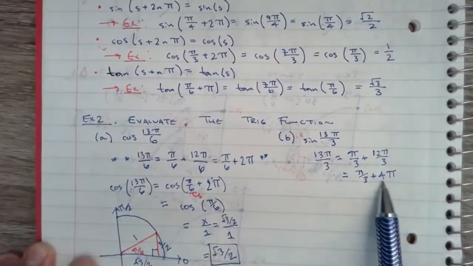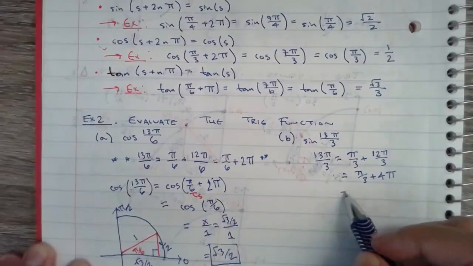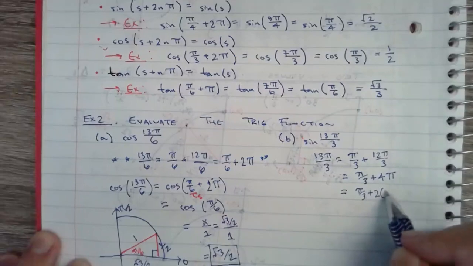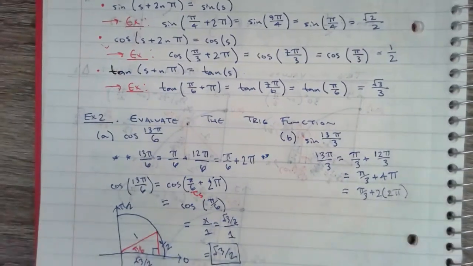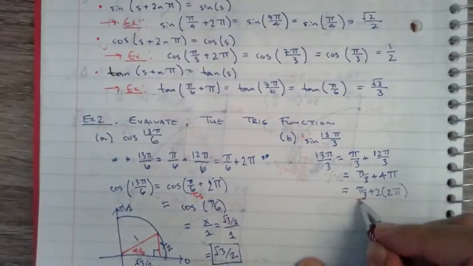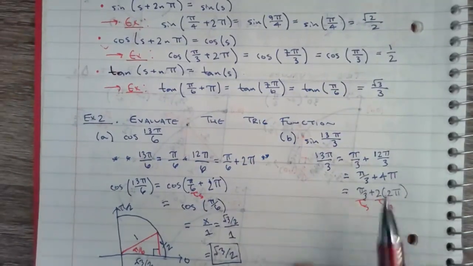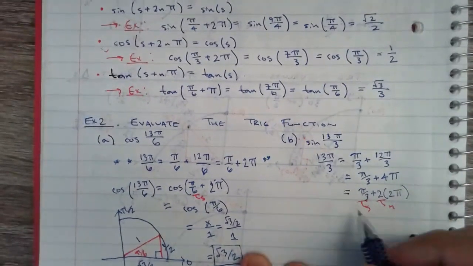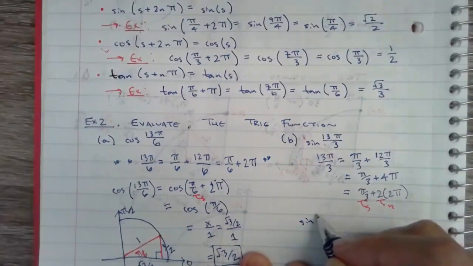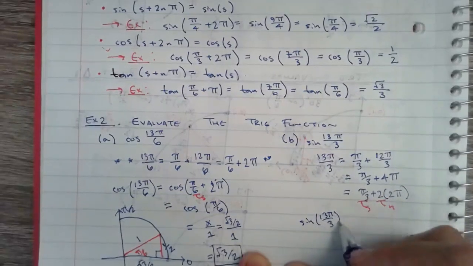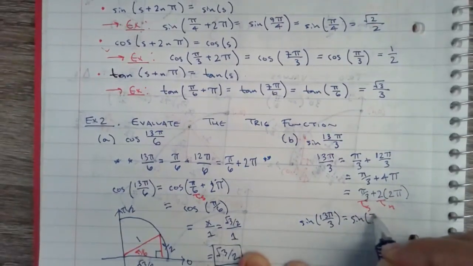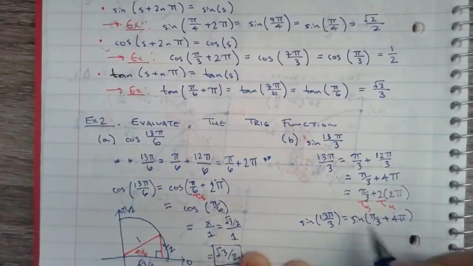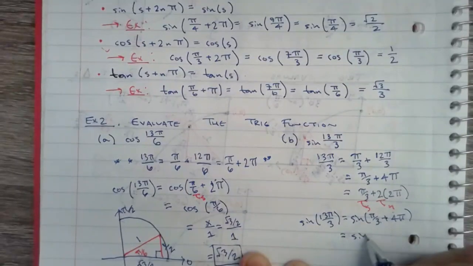Now take a look at this. 4 is a multiple of 2, right? So isn't that the same thing as pi over 3 plus 2 times 2 pi? So therefore, this right here is your s and this is your n. So now you have sine of 13 pi over 3 equals sine of pi over 3 plus 4 pi. And because this is a multiple of 2 pi, that's just the same thing as saying sine of pi over 3.